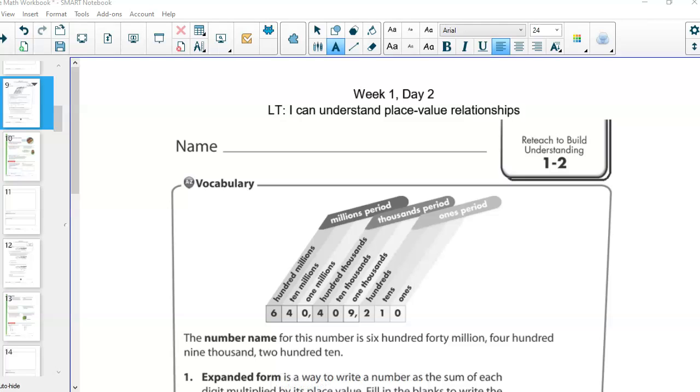Hi, ladies. Today we're going to continue practicing some of the strategies and skills that we practiced last week, going a little bit further into how much greater or how much less a place value is than another place value, or how much greater one 5 is than another 5 in a different place value. So our learning target today is I can understand place value relationships.